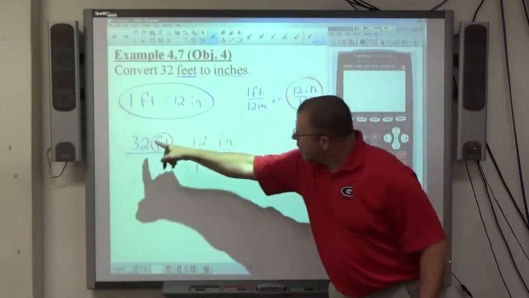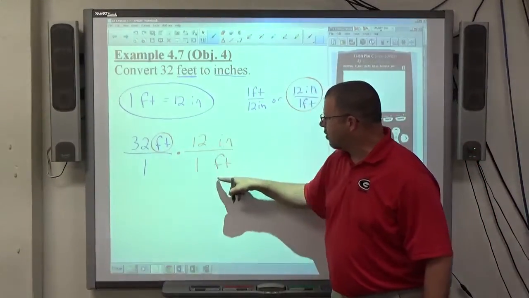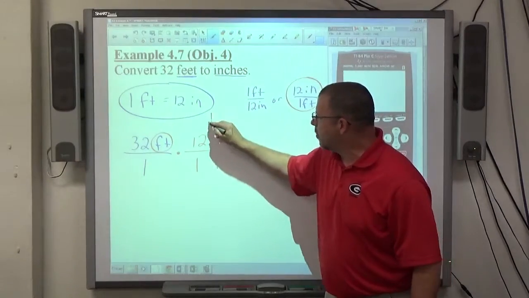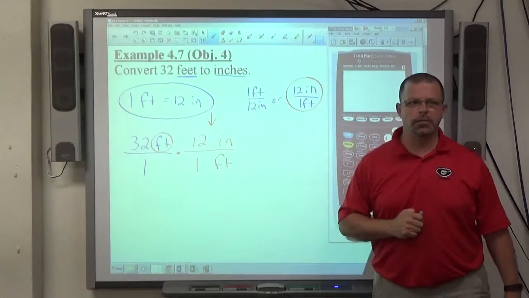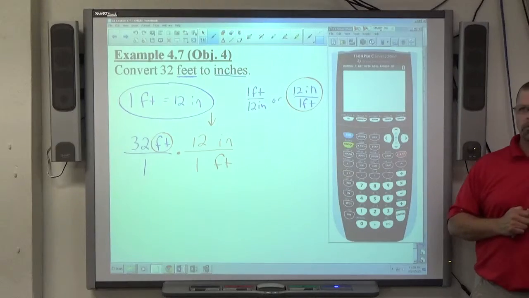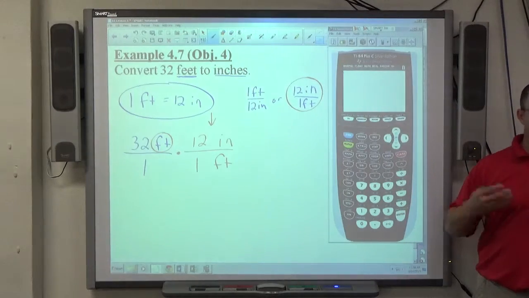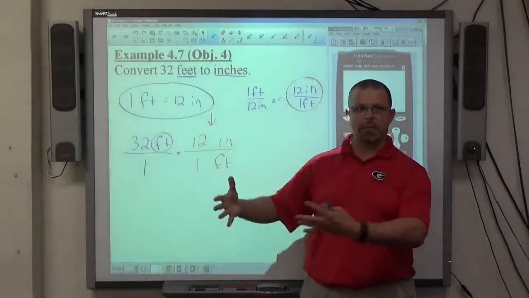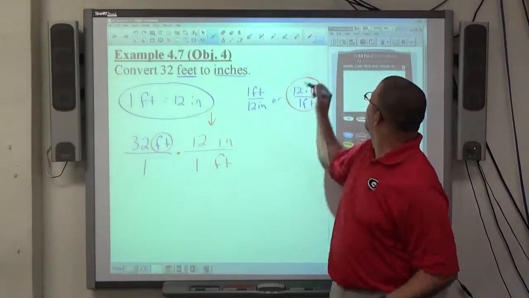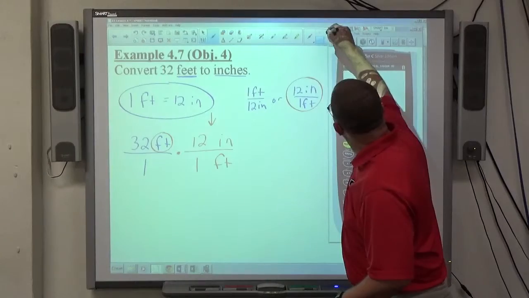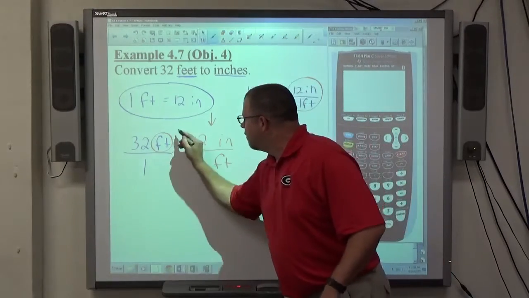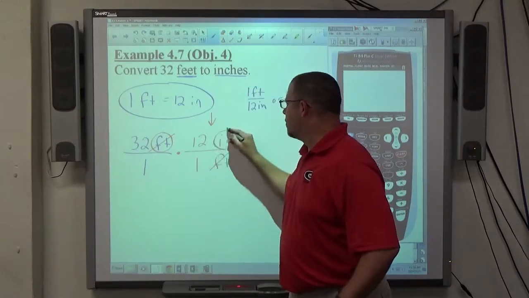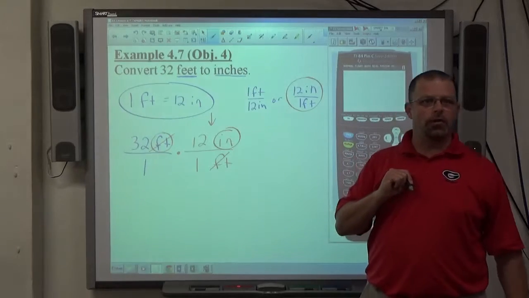Okay, so 32 feet over 1, 12 inches over a foot. So again, I'm multiplying by 1. What's 6 times 1? 6. 25 times 1? 25. So when you multiply by 1, you get the same thing, right? So I'm taking this 32 feet times 1, I'm getting the same thing just in a different unit. And the unit I'm going to get, foot cancels foot, the unit I end up with is inch, which is what I wanted, right?